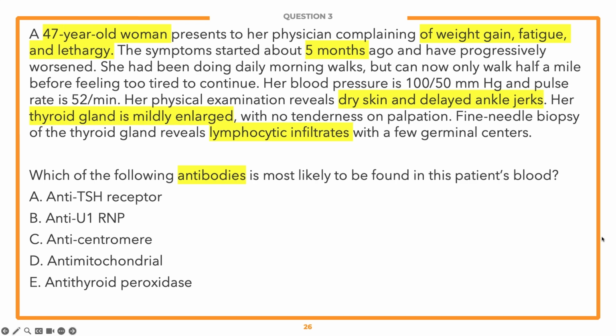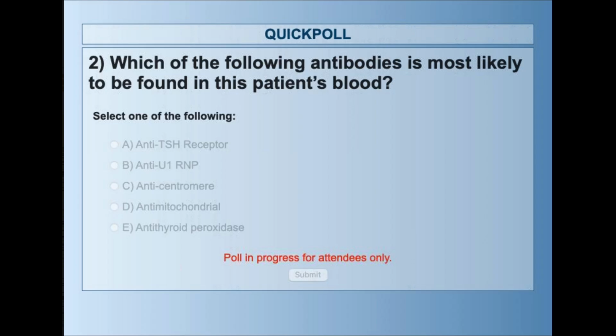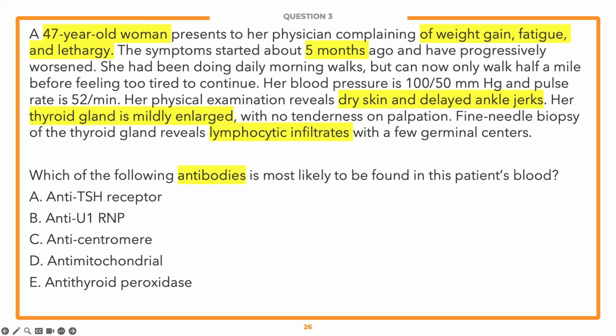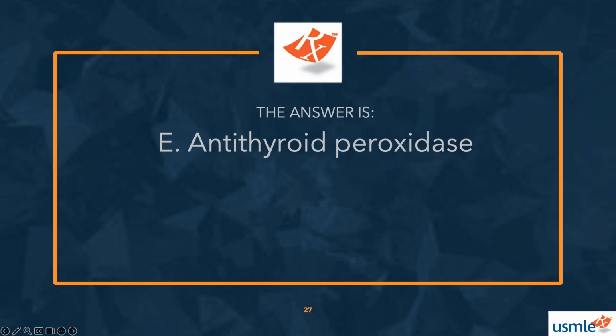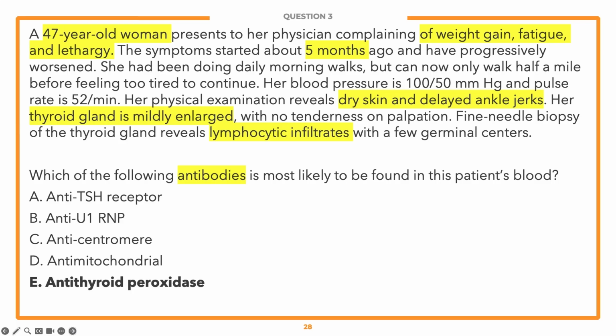Why don't you guys go ahead and answer? A and E. So let's look at what the answer is. Great job, guys. You got the anti-thyroid peroxidase antibody. And I think I saw a few people say it was Hashimoto's in the option. Very good. So this is the classic situation of Hashimoto's leading to hypothyroidism, right?